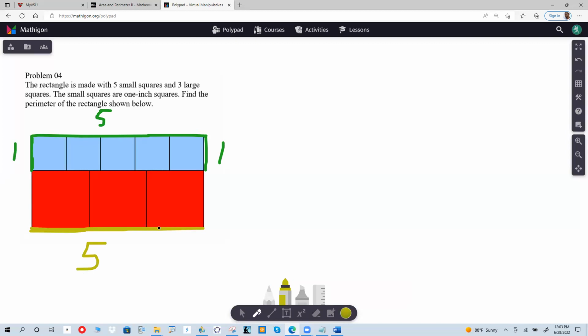3 of the edges of the red squares add together to be 5. So each edge has to be 5/3. I'm going to leave it as 5/3. You can, of course, use your calculator. And this has to be 5/3.